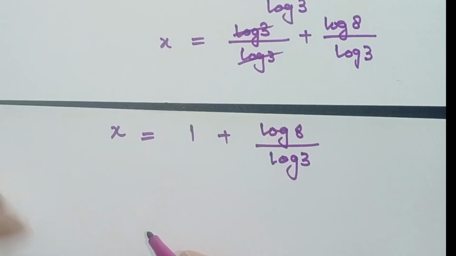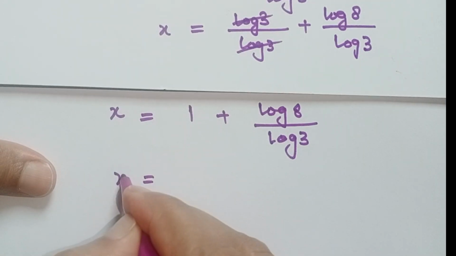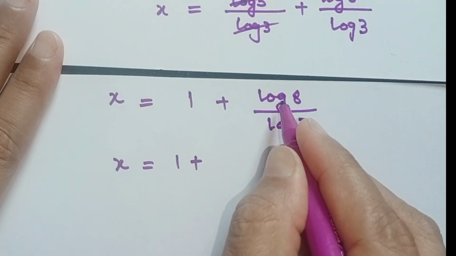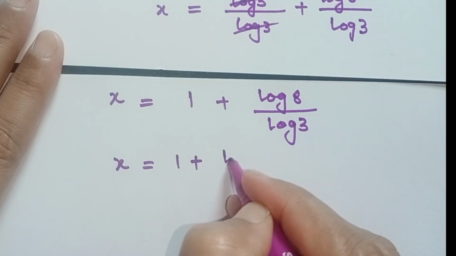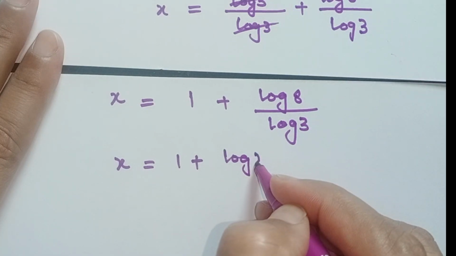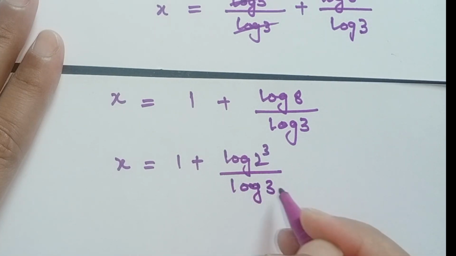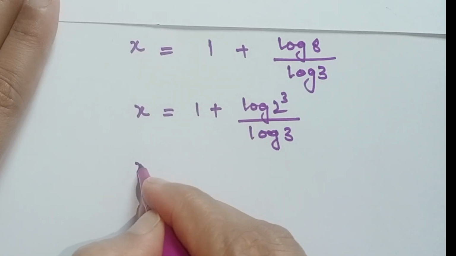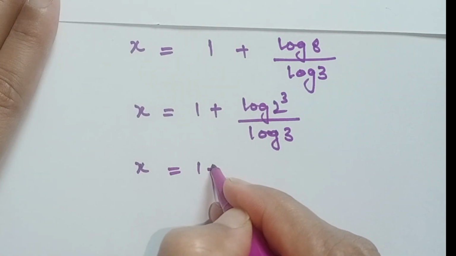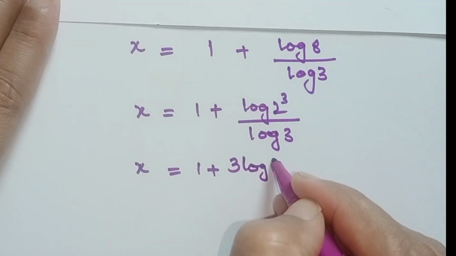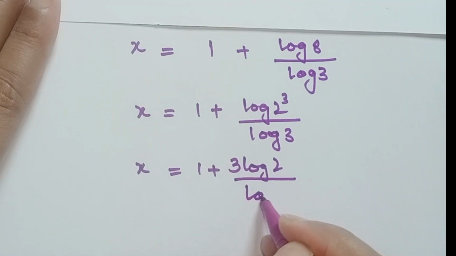So x is equal to 1 plus log 8 over log 3. This 8 can be written as 2 power 3, over log 3. So in the next step, we can write x is equal to 1 plus, 3 will come here, 3 log 2 over log 3.